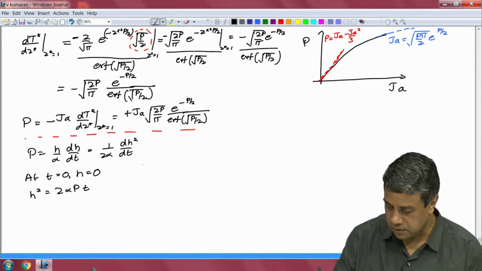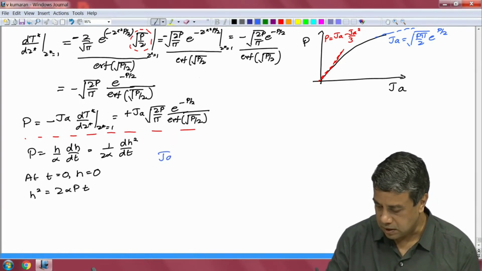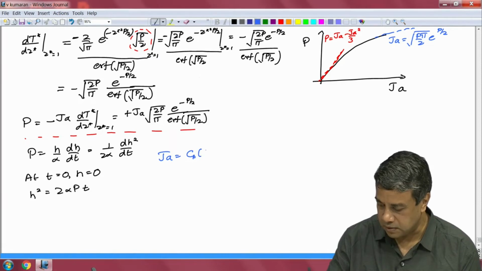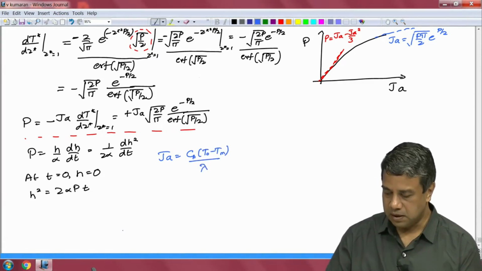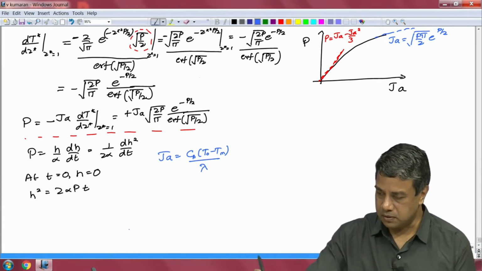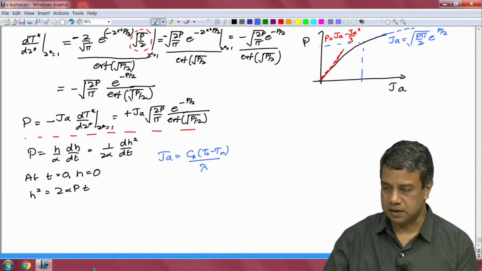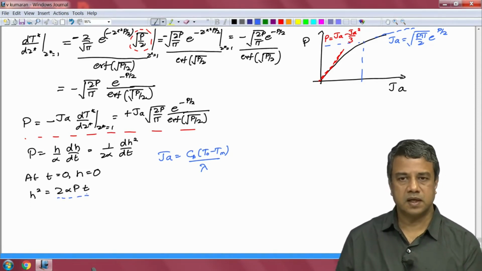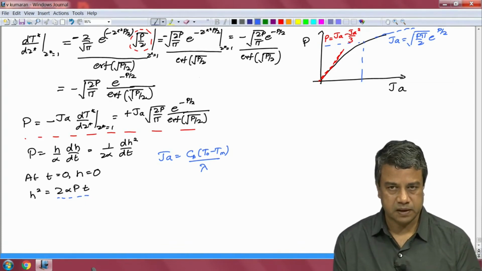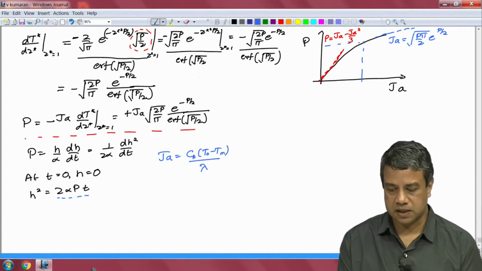So, if I know what is the value, Ja is equal to c p into T naught minus T m by lambda. If I know what is this parameter, I can go to this graph and find out what is the value of p. Substitute that value of p in here to find out how h increases with time, for this particular case.